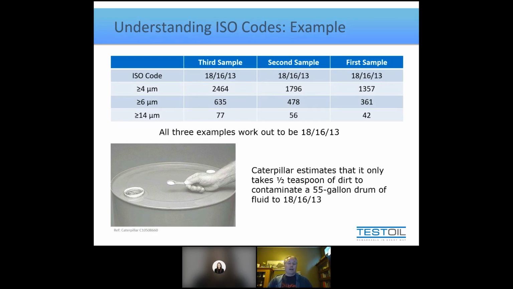Now, saying what I said earlier about the particle count doubling every time the ISO code goes up by 1, my comment before that was that new oil was 20, 19, 16, give or take a code. So 20, 19, 16 is 2, if not 3 codes higher than 18, 16, 13, right? It's 2 codes higher in the first category, 3 codes higher in the second and the third category. So if 1 code doubles the particle count, 2 codes double it again, so 4 times higher.